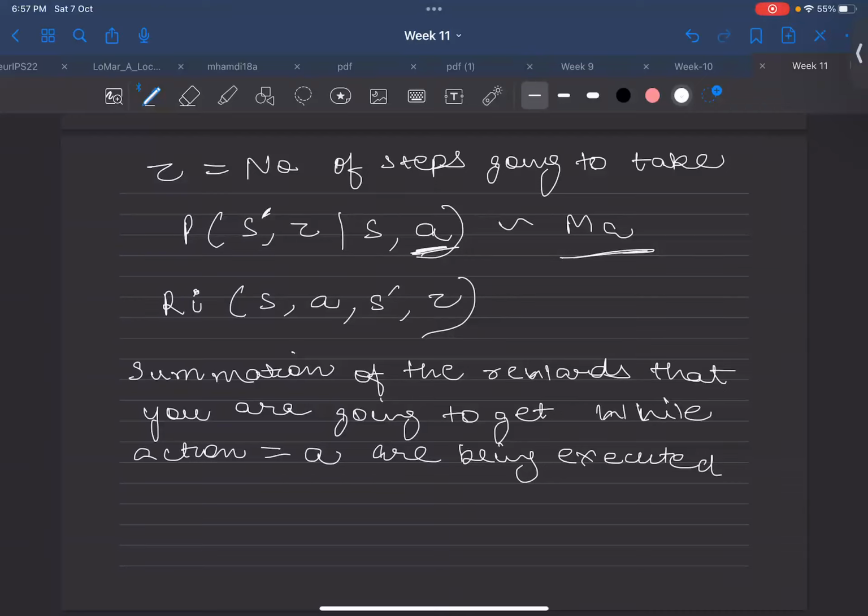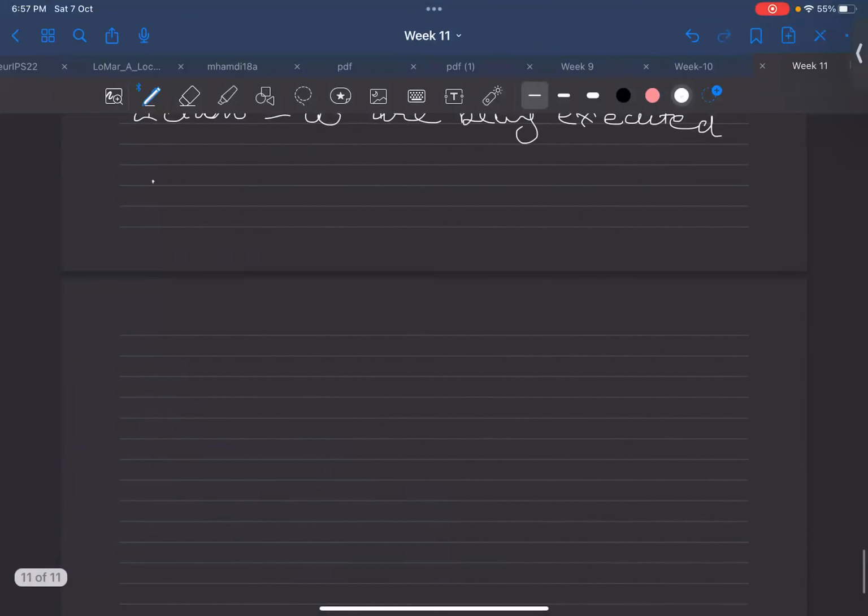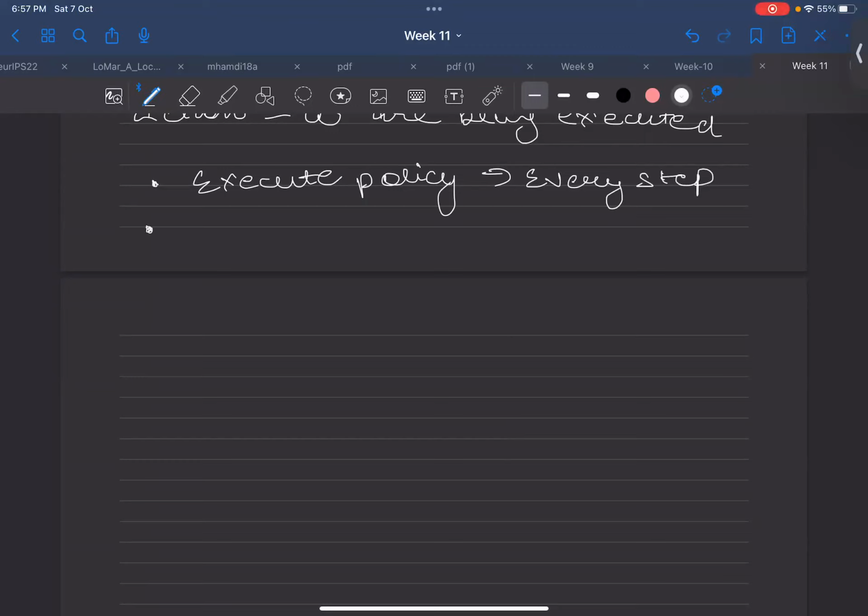So basically, we are executing the policy at every step and we are going to get the reward. I'll write here in more detail: every step we are executing the policy, getting some rewards, and then just accumulating it. That is the total reward, what we are saying. Is it clear? Madam, that is for the normal MDP.